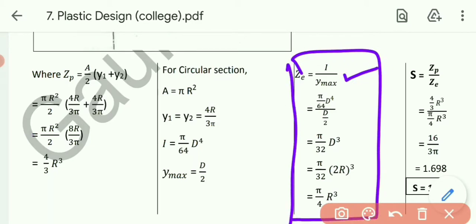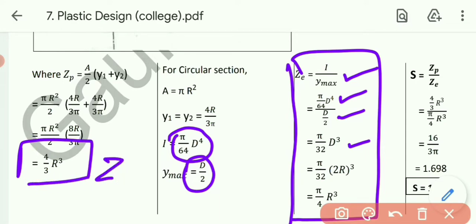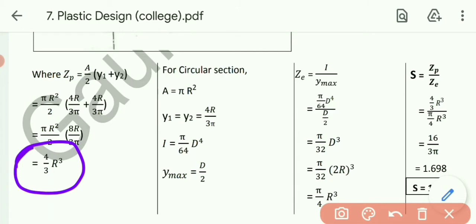Now the next unknown parameter, that is elastic section modulus, Ze. Formula stands for I by y max, I upon CG. I is pi by 64 d raised to 4, while CG, we can say d by 2. So simplifying this term, we will get pi by 32 d cube, but we have got the value of Zp in terms of the radius. So let's convert this one also into radius. Put d equals twice r, so pi by 32 into 2r cube. So ultimately we will get pi by 4 into r cube. So ultimately we got the value of Zp and Ze.